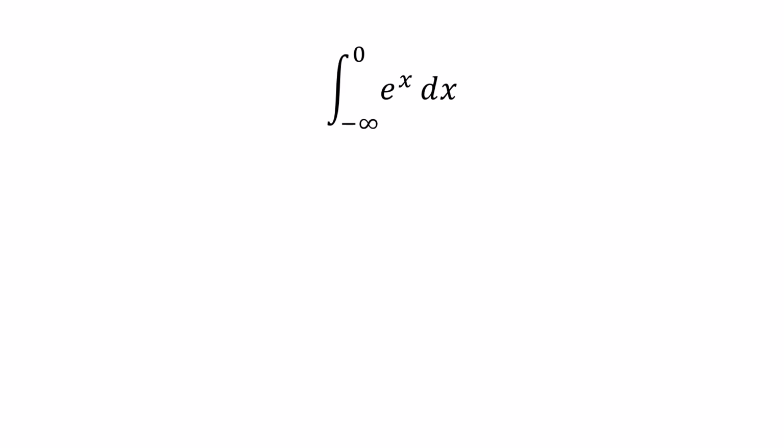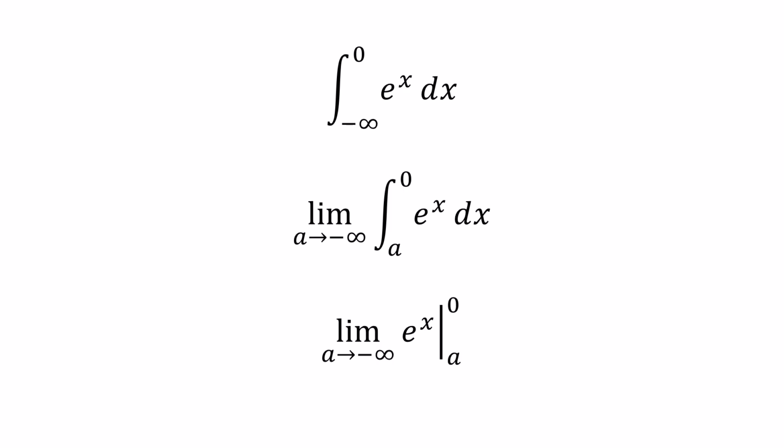First, we evaluate the integral from minus infinity to 0 of e to the x dx. Rewriting as a limit gives the limit as a approaches negative infinity of the integral from a to 0 of e to the x dx. Integrating, we obtain the limit as a approaches negative infinity of e to the x from a to 0.